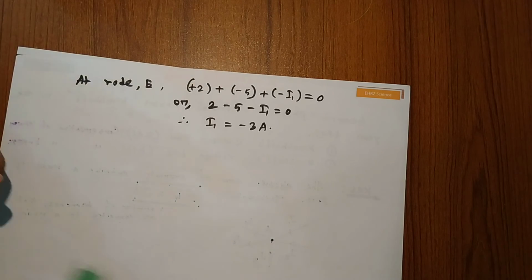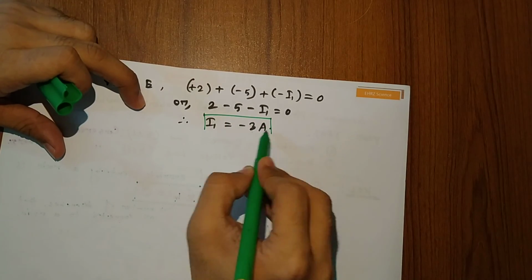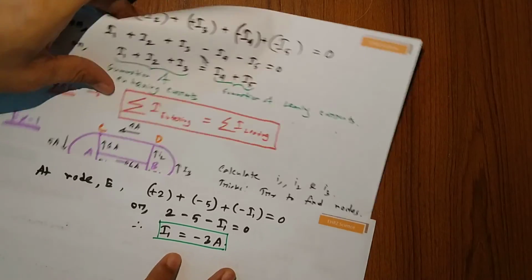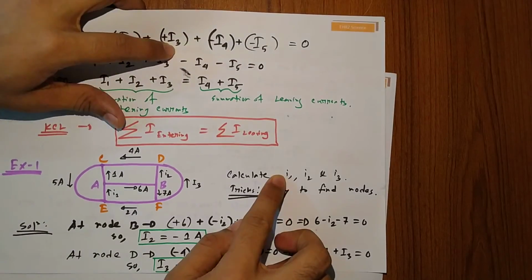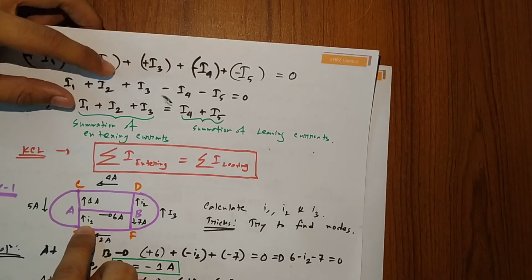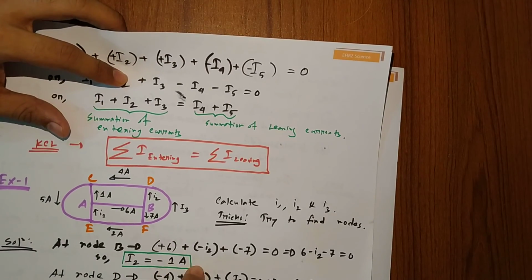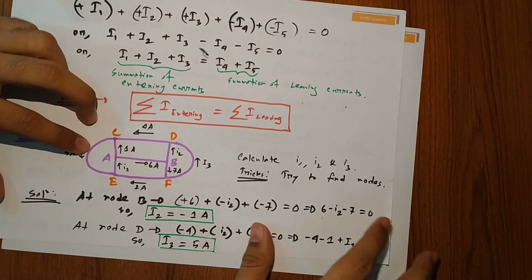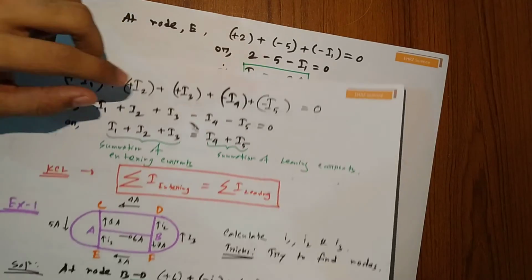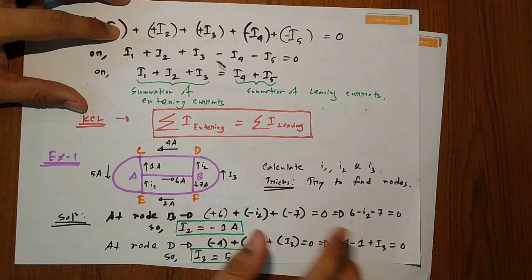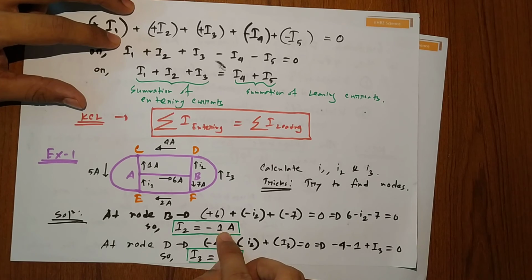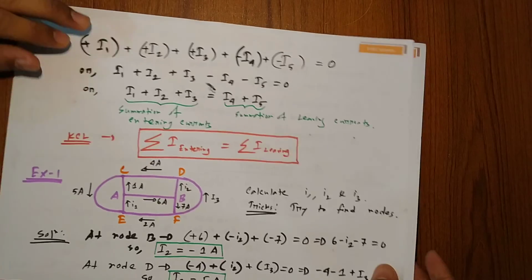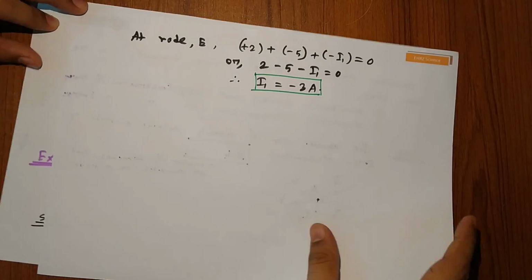So we have calculated all the unknowns we had to find. So in this circuit, I1 is equal to minus 3 amps, I2 is equal to minus 1 ampere, and I3 is equal to 5 ampere. So I hope you have understood the problem.